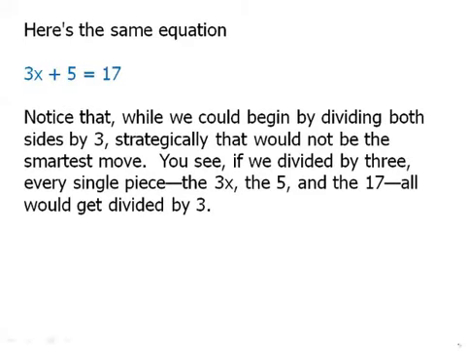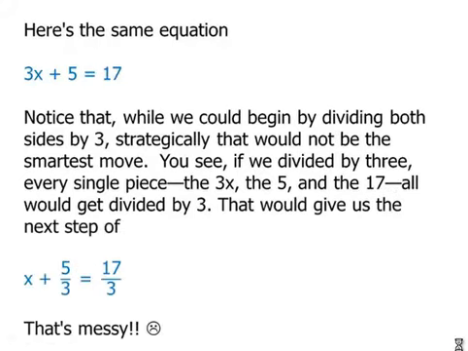Now here's the same equation. Notice that we could begin by dividing both sides by 3. That would be mathematically allowed. Strategically, that would not be the smartest move. You see, if we divide by 3, every single piece, the 3x, the 5, and the 17, all would get divided by 3. And so we'd wind up with this fraction equation. That would not be the best thing. So it's really good to subtract before we divide. Now, why is that?